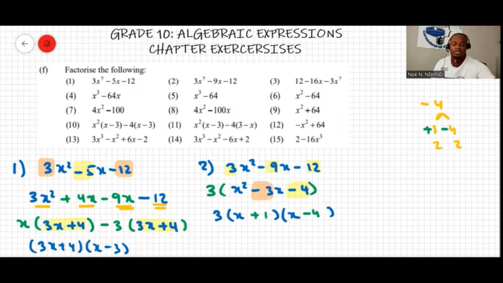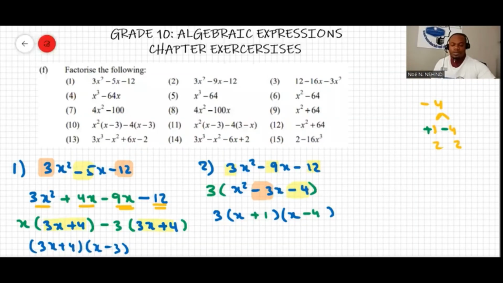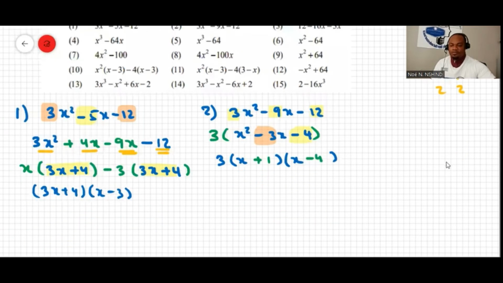When we don't see any number in front of the x squared, we don't need to split it into 4 terms. We can just select what factors to place in here. Now we can do question 3. Let's move.